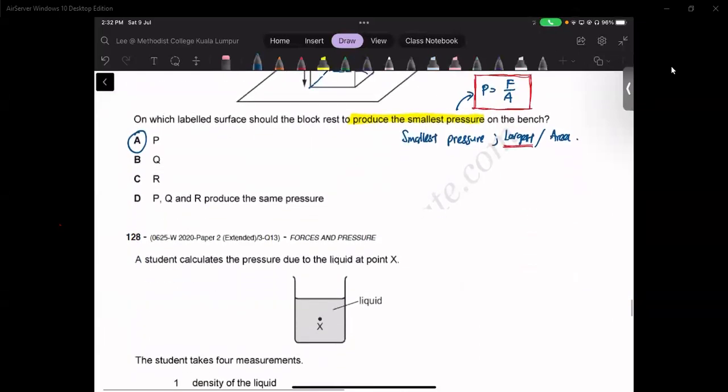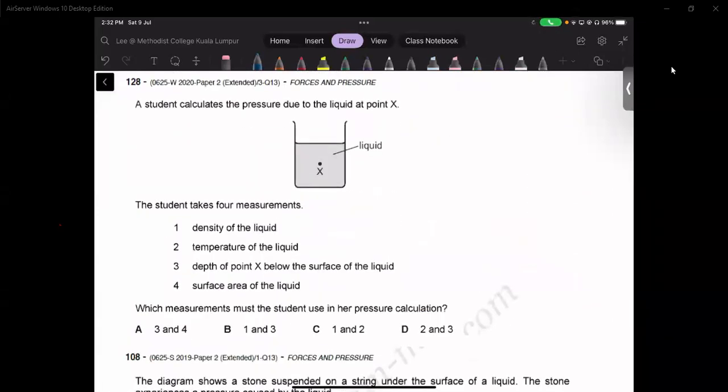Okay, moving on. A student calculates the pressure due to liquid at point X. She takes 4 measurements: density, temperature T, depth of point X below the surface of the liquid, and the surface area of the liquid. You take from the surface here and you measure until the point. You call this H. The surface area of the liquid, this area here. Which measurement must the student use in her pressure calculation?